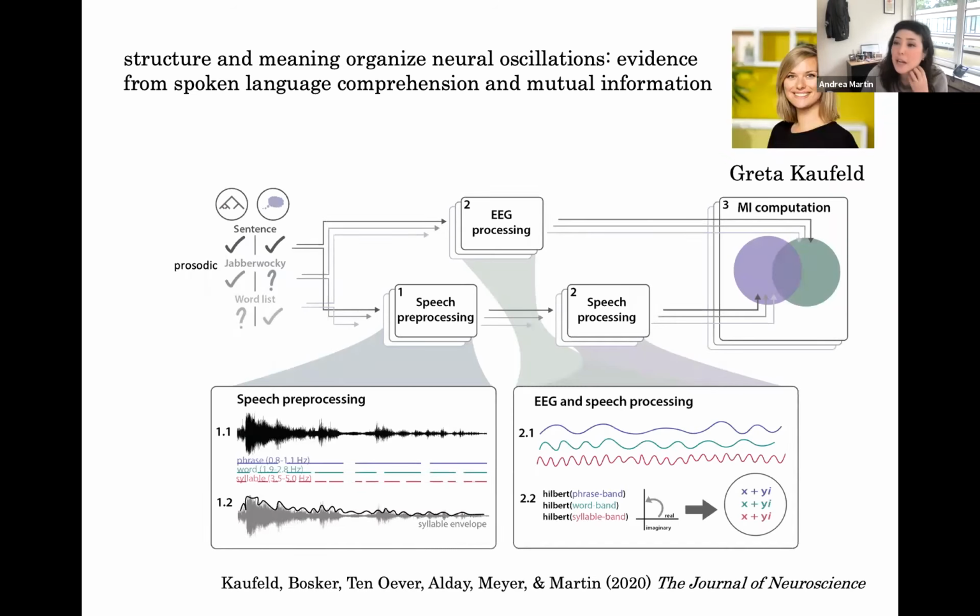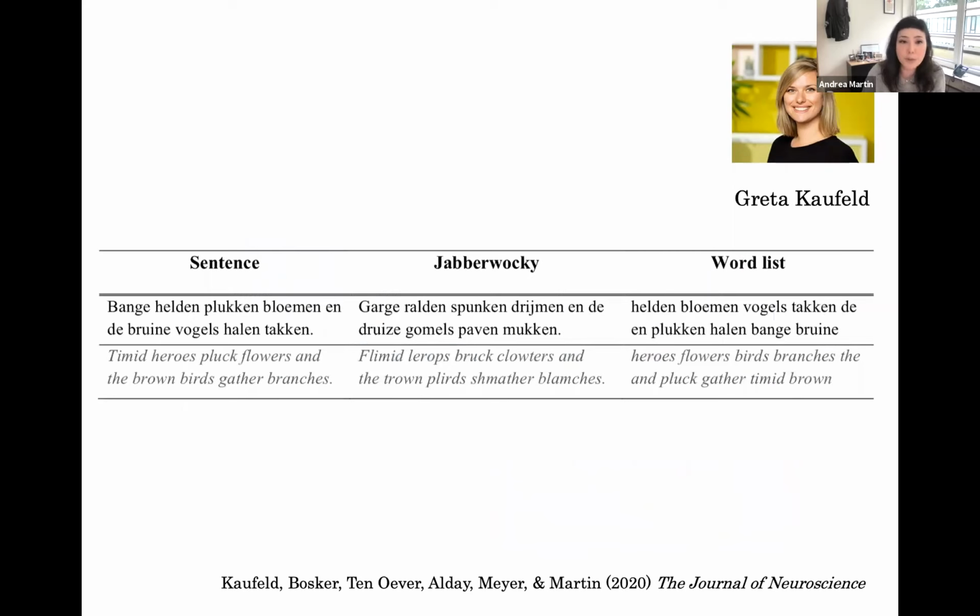So what I'm telling you about now is the PhD work of Greta Caulfield, who has recently graduated, so Dr. Greta Caulfield. Here we asked whether the mutual information between the brain response and the stimulus, here naturally produced speech, increases as a function of linguistic content. So Greta came up with these wonderful stimuli in 3 conditions. We have something called prosodic Jabberwocky that has sentence prosody, and the modulation spectra between the prosodic Jabberwocky and the sentence condition are indistinguishable.